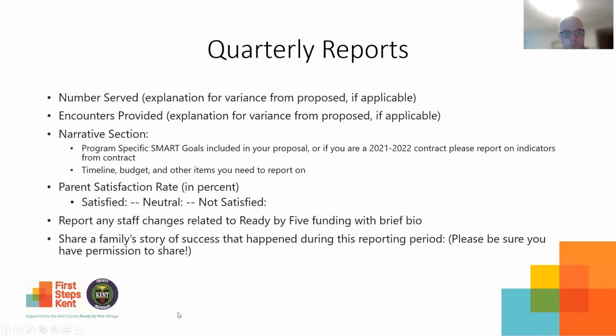And so next, after you've submitted that information, we have moved to a general narrative section. Here you can report on those SMART goals included in your proposal. And for the folks that still have one more year in their 2021 to 2022 contract, this is where you're going to be reporting on those indicators you had. In the past, we had the Word document and the Excel. It's just going to be all in this section to report on those numbers and anything you need to tell us. Also in this section, if there's any timeline or budget things you need to report on, you'll be able to do that here.